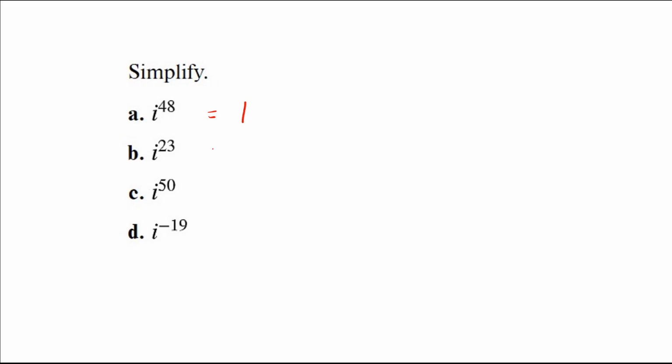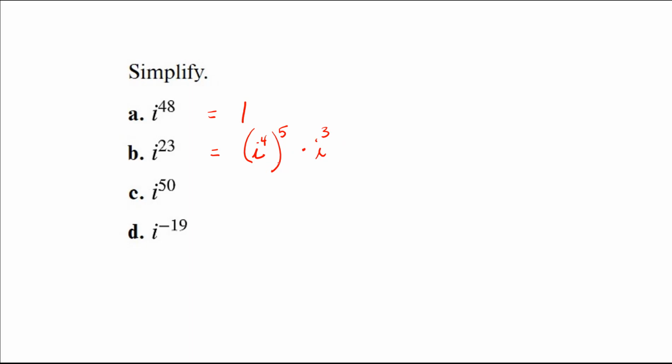So i to the 23rd. 23 is prime, so it's not a multiple of anything. But we can still figure out how many i to the fourths there will be. We're going to think about i to the fourths because i to the fourth is 1, so it's an easy thing to deal with. So i to the 23 is going to be i to the fourth, how many times? Well, that would be i to the fourth to the fifth, because that would be i to the 20th. And then there's going to be another factor of i cubed. So that is i to the 23rd.